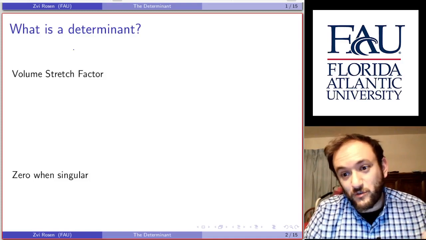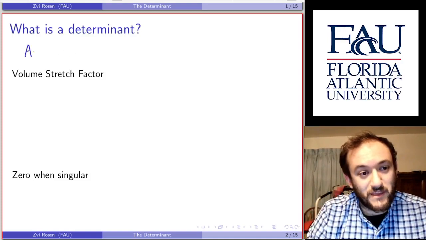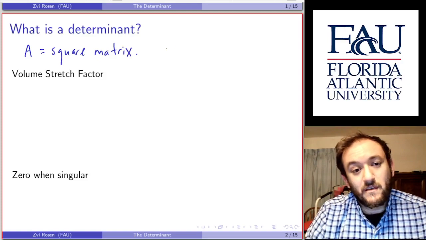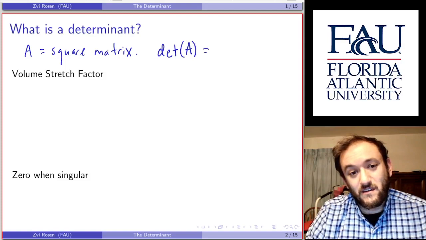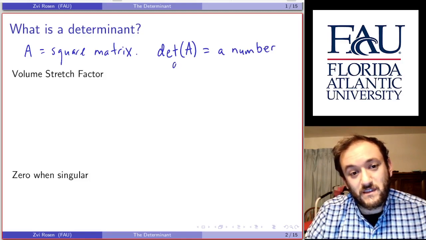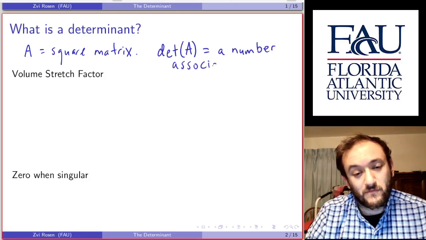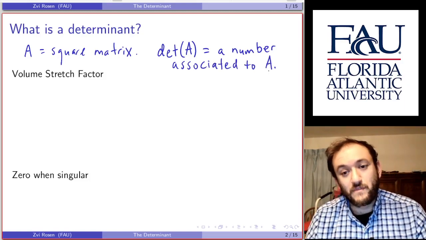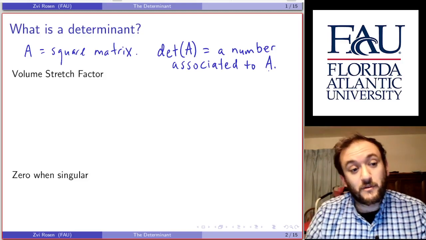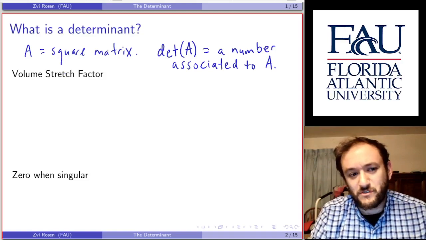In the most general sense, if A is a square matrix, then the determinant of A, written as det of A, is a number associated to A. Okay, so that's in the broadest sense. It's a function that takes a matrix and gives back a number. And what does this number describe?